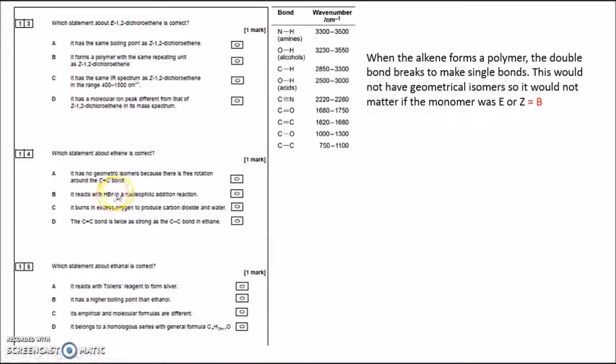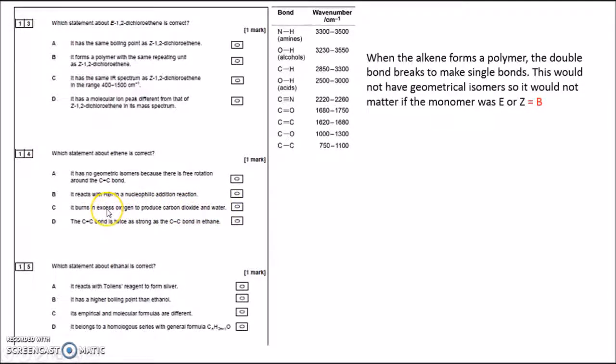It reacts with HBr in a nucleophilic addition reaction. No, it reacts with HBr in an electrophilic addition reaction. So nucleophilic is wrong. Nucleophiles such as OH minus or Br minus would react with something with a slight delta plus. A double bond, which is high in electrons, undergoes electrophilic addition. It burns in excess oxygen to produce carbon dioxide and water. Yes, any hydrocarbon will burn in excess oxygen to produce carbon dioxide and water.